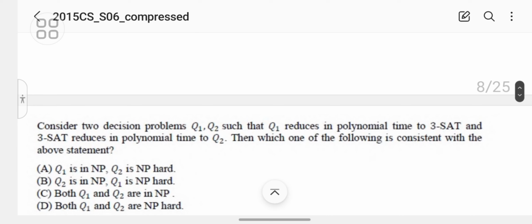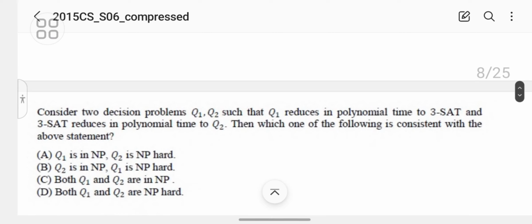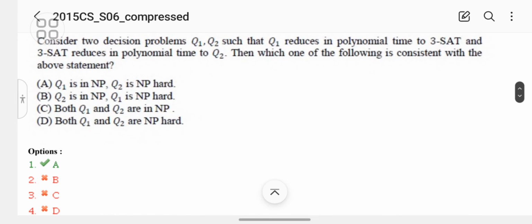Now 26: consider two decision problems Q1 and Q2 such that Q1 reduces in polynomial time to 3-SAT and 3-SAT reduces in polynomial time to Q2. Then which one of the following is consistent with the above statement? For question number 26 our answer is A, that is, Q1 is in NP and Q2 is NP-hard, right?